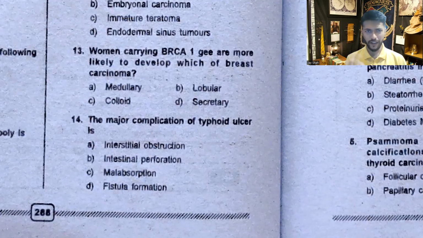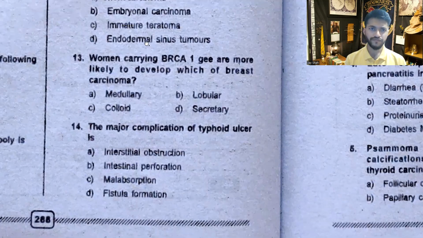more chance for bleeding. Women carrying BRCA1 mutation gene are likely to develop which of the breast carcinoma? It is medullary. Remember, BRCA1, poor prognosis, medullary carcinoma.